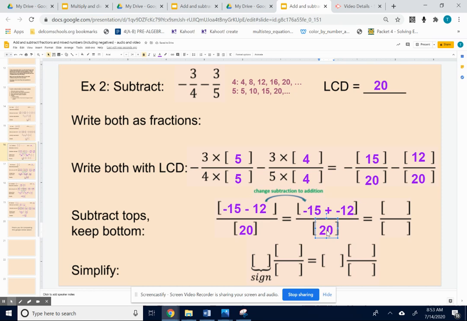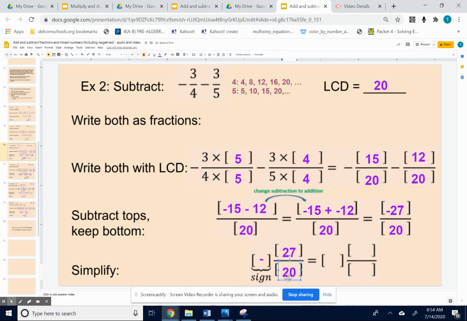We're going to go ahead and add the tops together because that subtraction became an add problem. Negative 15 plus negative 12. A negative plus a negative is a bigger negative. That's negative 27 over 20. That's actually a right answer. We're just going to come up with some different ways to write this. So negative 27 over 20 is just fine. But I also want you to know that we could put the negative in front. So it could also be thought of as negative 27 over 20.